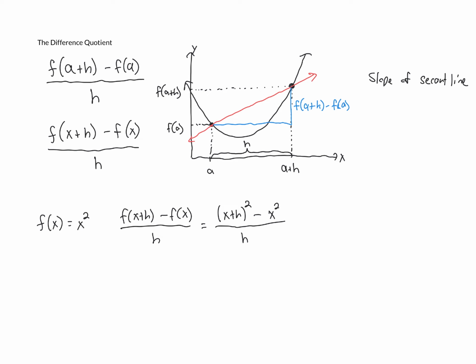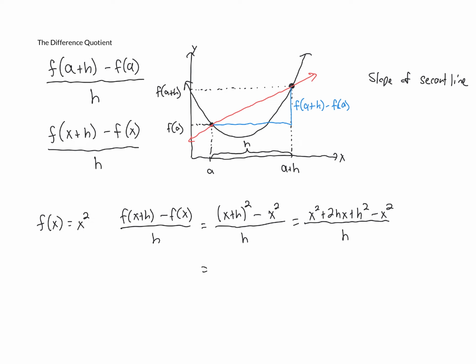Now, there is definitely some algebra to do here. We need to square x plus h. And if you do that, you can FOIL it out, or you might remember the formula for the square of a sum. It's going to be x squared plus 2hx plus h squared. And then we also have minus x squared that we need to keep. And that's going to be all over h.